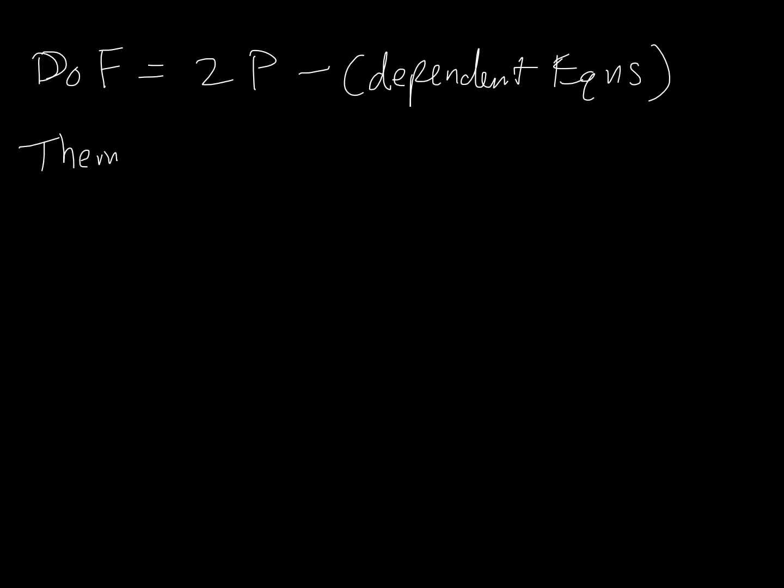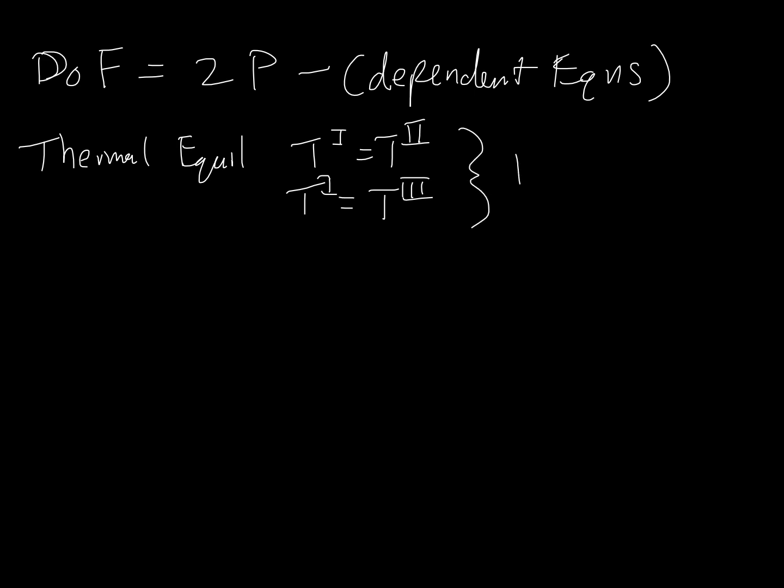So we have thermal equilibrium. In this case, the temperature of phase 1 is equal to the temperature of phase 2, and so on and so forth for all of the potential phases that we have in the system. So this results in P minus 1 equations. Right, because if we have 2 phases, we have 1 equation. If we have 3 phases, we have 2 equations. So whatever number of phases we have, the thermal equilibrium dictates that the temperatures have to be fixed across those phases, and then mathematically that results in P minus 1 dependent equations.